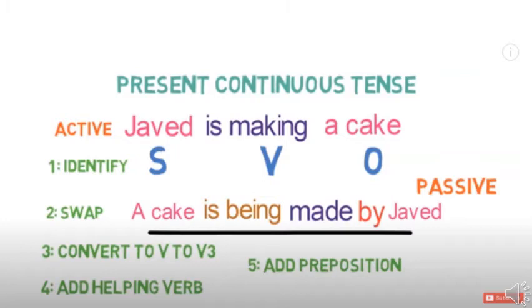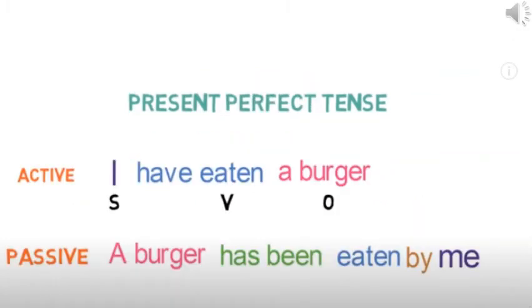Here we pay attention please, that is making is a continuous sentence. In continuous sentences, we always add being, B-E-I-N-G. Let's see an example of present perfect tense.